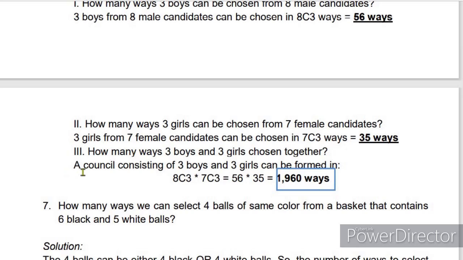So last, number 3: how many ways can 3 boys and 3 girls be chosen together? A council consisting of 3 boys and 3 girls can be formed in, we will now just multiply those that we got from previous. So we will multiply 56 ways by 35 ways. That's why we get 1960 ways.